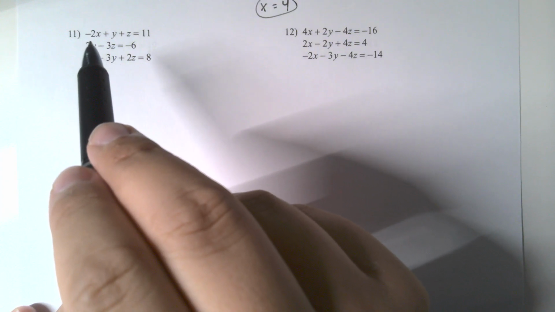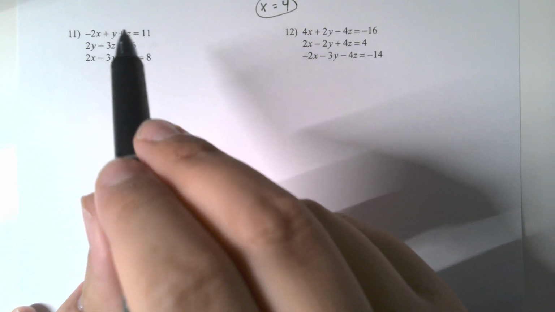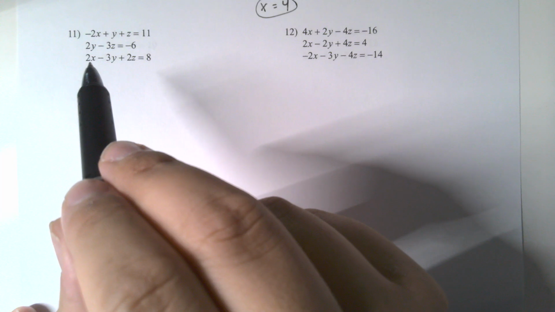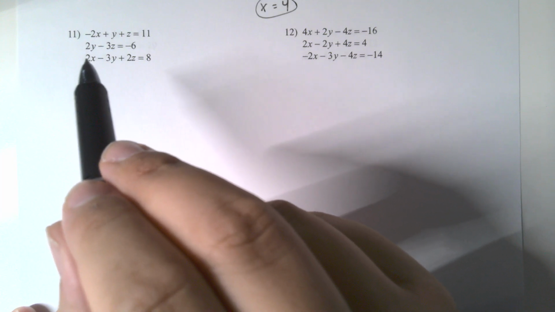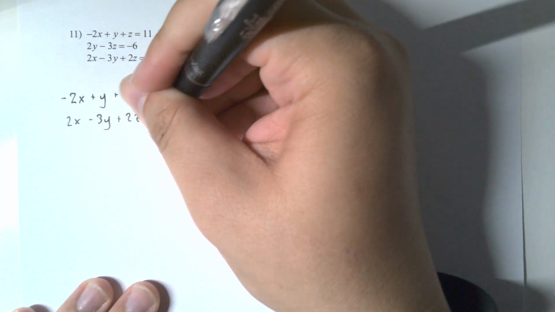And it looks like, yeah, we have negative 2x and we have positive 2x. If we just add equations 1 and 3 together, we'll get rid of x, and that means we'll have two equations without x, meaning just two equations with y and z. So if I take equations 1 and 3, we have negative 2x plus y plus z is equal to 11. If I then add that with equation 3, we have 2x minus 3y plus 2z is equal to 8.